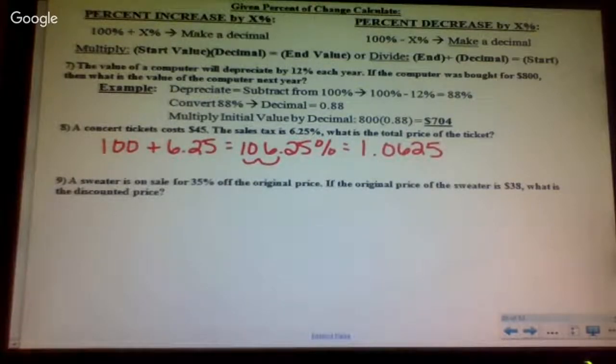To get your new price, you take the cost of the tickets times your decimal. And that tells you how much your tickets are afterwards. Only because it's increasing, so it has to be higher than 100. You'll see. How much are my ticket prices after sales tax? $47.81. That's not too bad. That's a cheap concert. Must be Chris Brown.